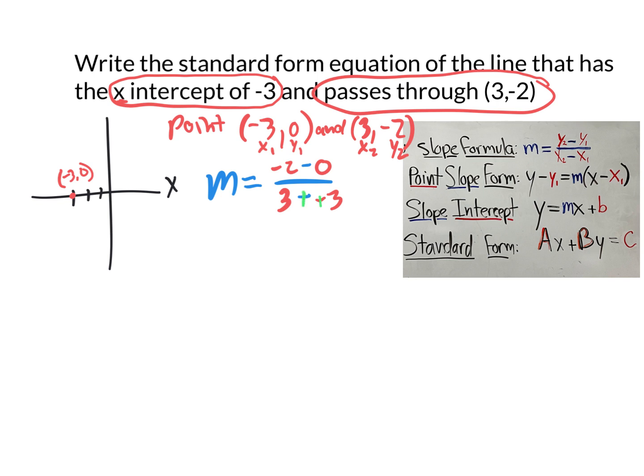What do we have here? Up on top, we have a negative 2. On the bottom, we have a 6. So the slope is 2 over 6, reduced. Reduced by 2, it'll be a negative 1/3. That's your slope.